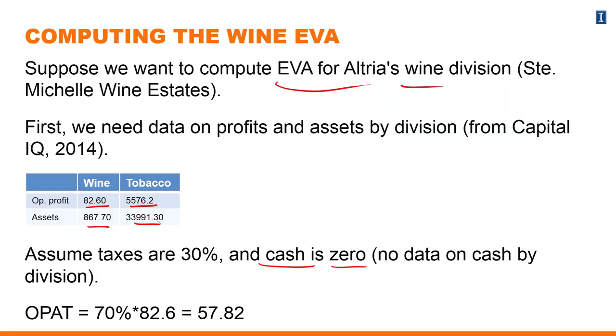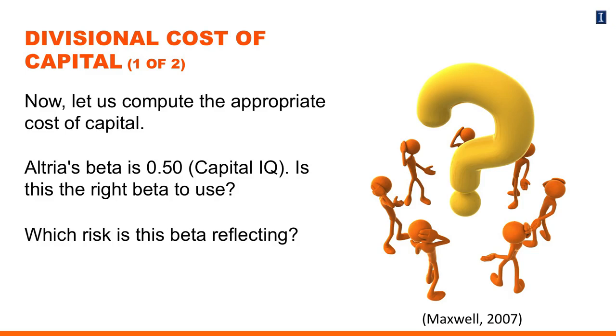Remember that in general you want to deduct cash from your assets to figure out operating assets, okay? We do have OPAT. So all we have to do is to tax your operating profit. If taxes are 30%, then your OPAT should be $57.8 million, okay? So in 2014, the wine division of Altria generates $57.8 million in profit, right? And the question that the CFO is trying to figure out is, is this enough, right? Is this a sufficient profit for the wine division, or should we be looking for more? Does the division have to perform better? Think about the following. That's really going to get to the fundamental question we are talking about in this session, okay?